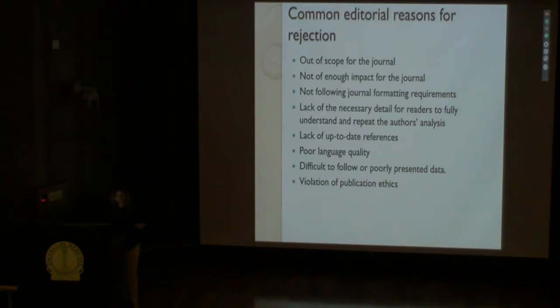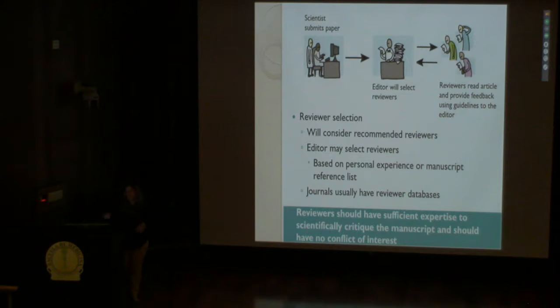Also, another reason for rejection would be that it's not in the correct format, that it's not necessarily all of the details that the reader needs to repeat the experiments, that the references are not up to date, poor language quality, poorly presented data, or it's difficult to follow, or there's been a violation of publication ethics. So let's go back to our little drawings to understand what's going on now.